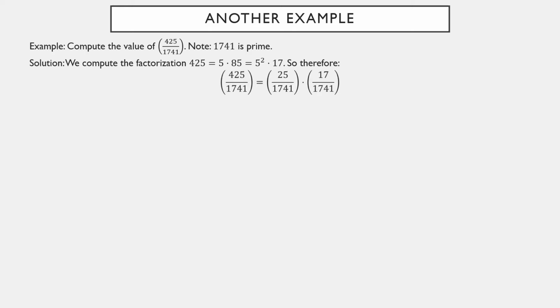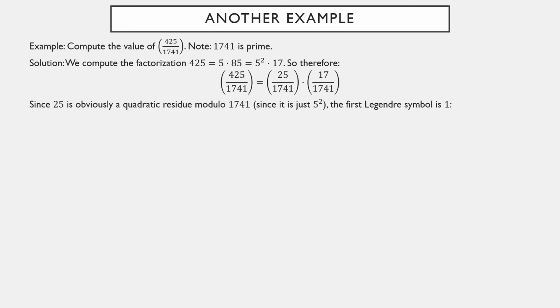So I'm going to split up the Legendre symbol as 25 and 17. Now, why did I do 25 rather than 2 different things of 5? Because 25 is obviously a quadratic residue. It's 5 squared. So the Legendre symbol 25 by 1741, I don't need any quadratic reciprocity or anything. I just say 25 is definitely a quadratic residue, so that first term is 1. So overall, 425 over 1741 is going to be equal to 17 over 1741.